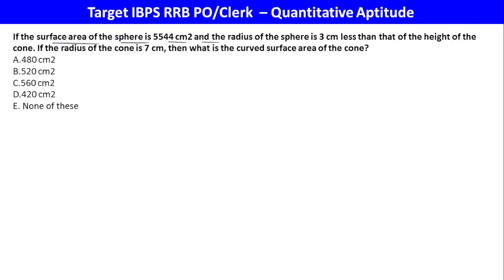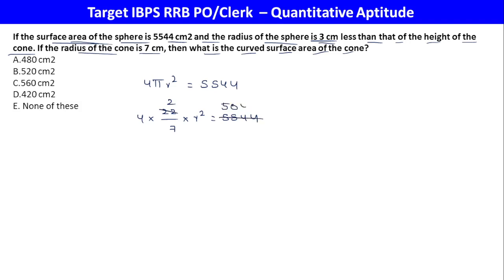If the surface area of the sphere is given and the radius of the sphere is 3 cm less than the height of the cone, and the radius of the cone is given, what is the curved surface area of the cone? Surface area of a sphere is 4 pi r square, which is 5544. Find the radius of the sphere: 4 into 22 by 7 times r square equals 5544, then cancel terms.